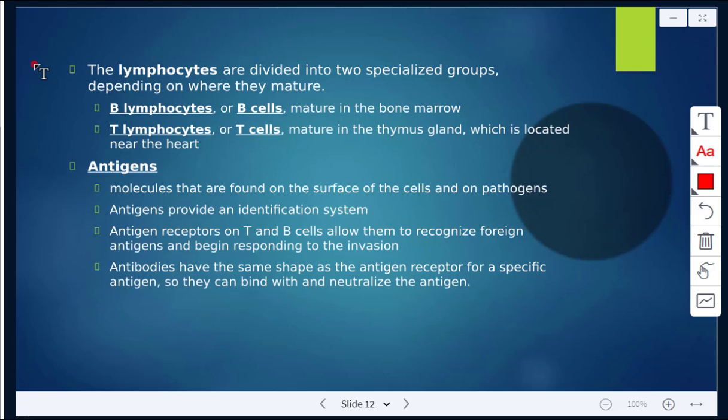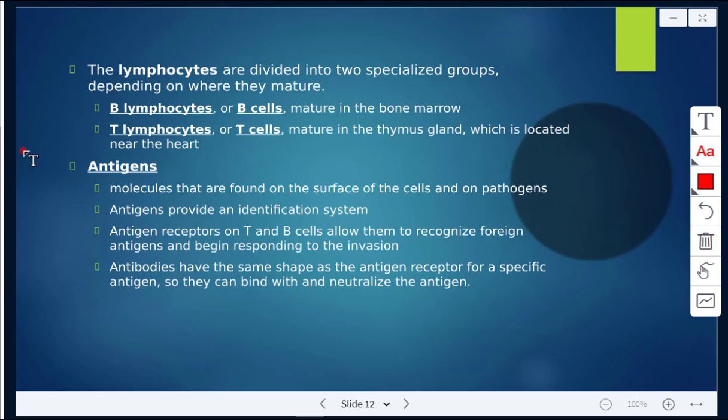All right, so those lymphocytes are divided into two specialized groups depending on where they mature. B lymphocytes are called B cells, and they mature in the bone marrow. So that's one way to remember: the B cells mature in the bone marrow. The T lymphocytes or T cells mature in the thymus gland located near the heart.